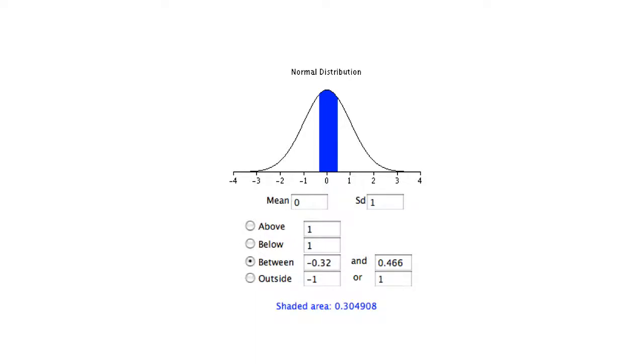You put in the mean, you put in the standard deviation, and I put in these two. I said, I want between those two. And look, it actually draws me a picture. Well, it's a nicer picture than I do on the board. And then it gives me the answer, 0.3049. What did I say? 0.301? Okay, so, probably because my tables didn't go to as many decimal places.